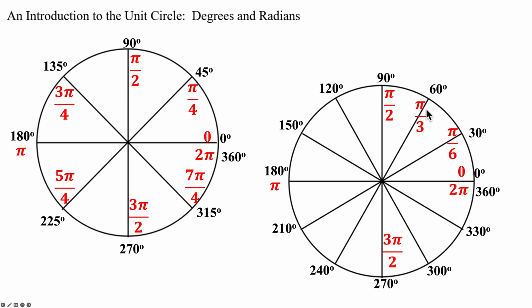This would be 2 pi over 6, which simplifies to pi over 3. 3 pi over 6 simplifies to pi over 2. 4 pi over 6 reduces to 2 pi over 3. 5 pi over 6. 6 pi over 6, which is pi. 7 pi over 6. 8 pi over 6, which will reduce to 4 pi over 3. 9 pi over 6 reduces to 3 pi over 2. 10 pi over 6 reduces to 5 pi over 3. There's my 11 pi over 6. And of course, 12 pi over 6 would simplify to be 2 pi.